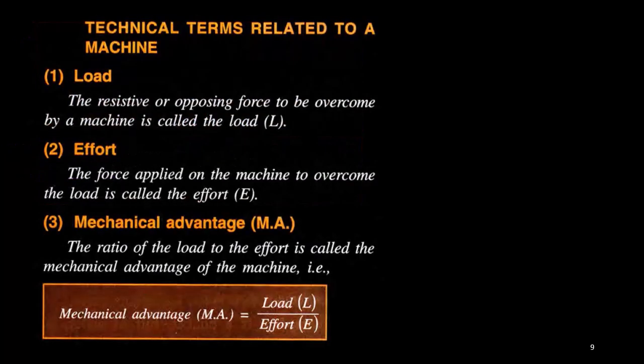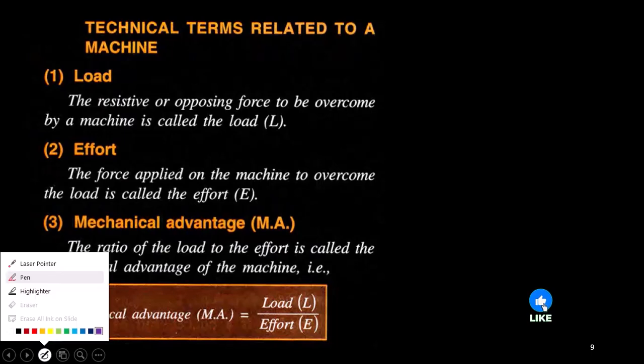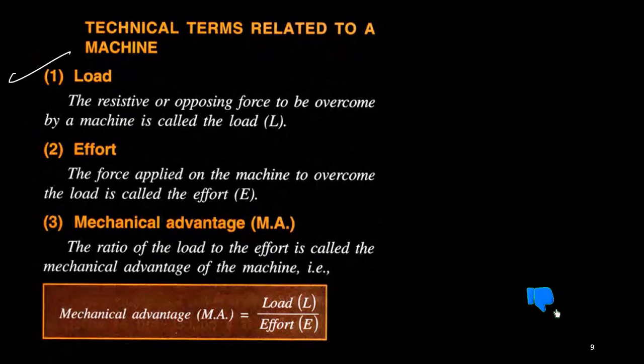Now these are the very important definitions or parameters related to any kind of machine. First one is the load. I have already said the load is nothing but the force that you have to work against. The machine has to apply some kind of force. That force is the load that you have to work against, a resistive force obviously. Effort is the amount of force that you are applying to the machine to overcome this load. So I am applying the effort, and in turn, the machine is producing the load.